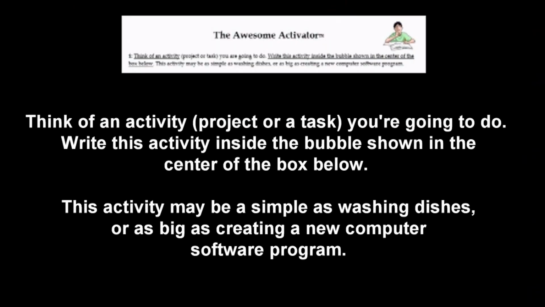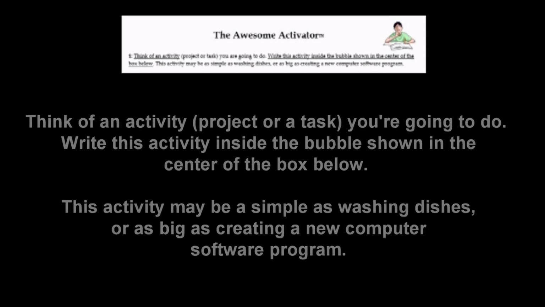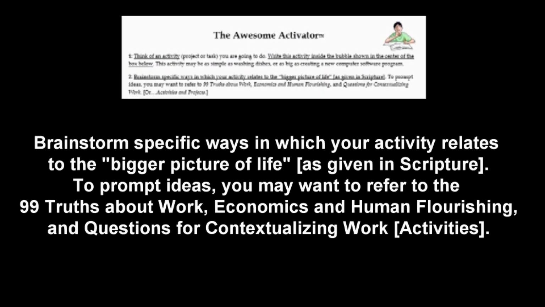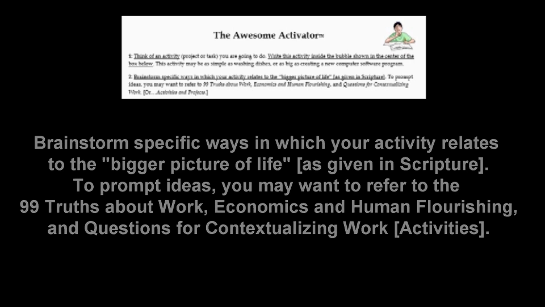Number 1, think of an activity, project, or task you're going to do. Write this activity inside the bubble shown in the center of the box below. This activity may be as simple as washing dishes, or as big as creating a new computer software program. Number 2. Brainstorm specific ways in which your activity relates to the bigger picture of life as given in Scripture. To prompt ideas, you may want to refer to the 99 Truths About Work, Economics, and Human Flourishing, and Questions for Contextualizing Work.